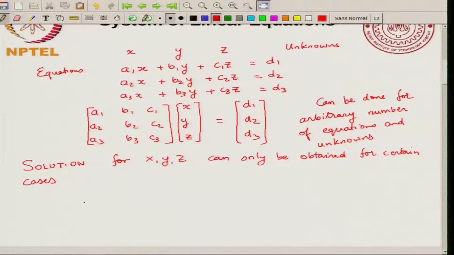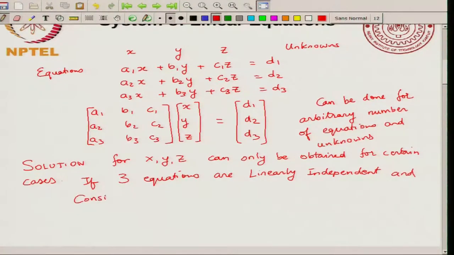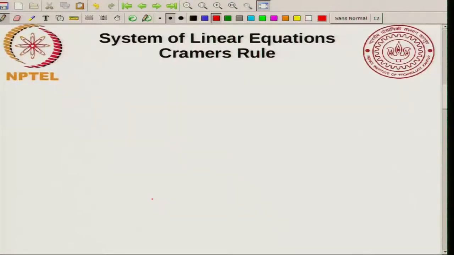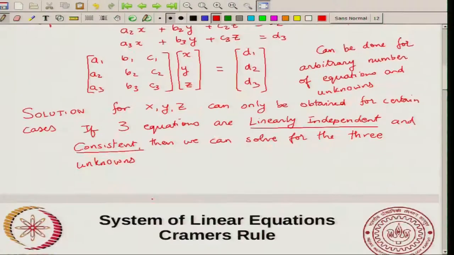So now let's say you have the case where the 3 equations are linearly independent and consistent, then we can solve for the three unknowns. I'll come to what is meant by linearly independent and consistent in a few minutes, but let's assume that you can solve for the three unknowns. So how would you imagine solving for the three unknowns? Now there is one rule called Cramer's rule which can be used to solve for the three unknowns. I'll just mention this right here. Again, this is only in the cases when these equations are linearly independent and consistent.